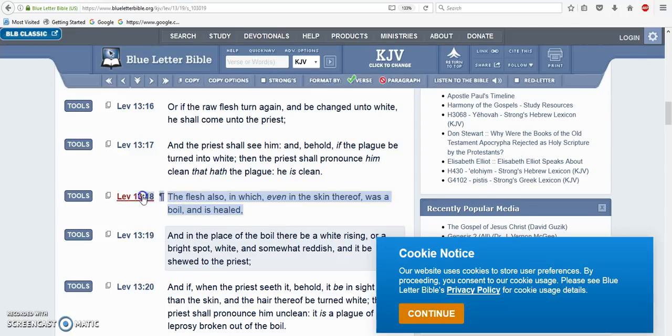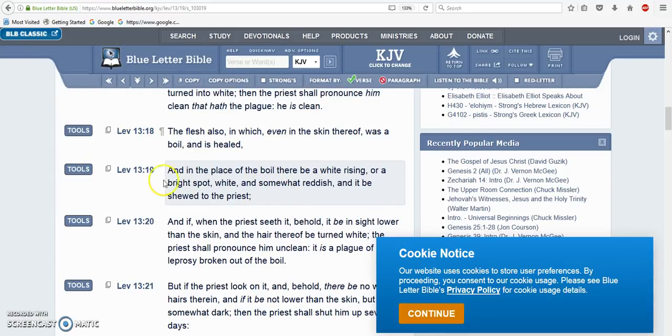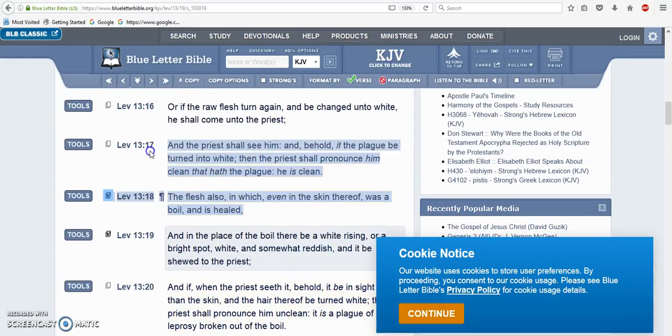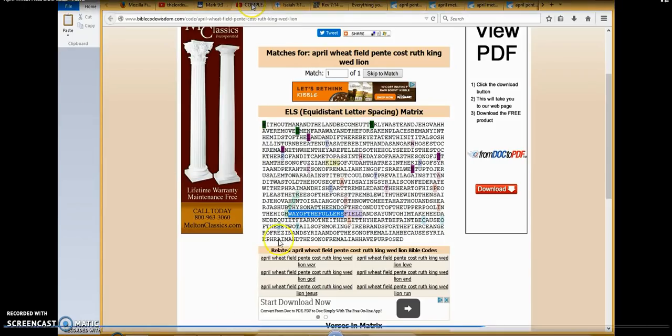And so the healing takes place here in verse 18, and he's pronounced clean. In verse 17, if the boil turns white. But then over here in verse 19, it says if it's somewhat reddish, then he's not clean, and goes on to talk about that. But if it turns white, that's when he's pronounced clean and he's healed, and that comes up in verses 17 and 18. Okay, so the imagery that's being presented here is basically the same imagery that we have in this table that I've shown that's on April, wheat field, and Pentecost.